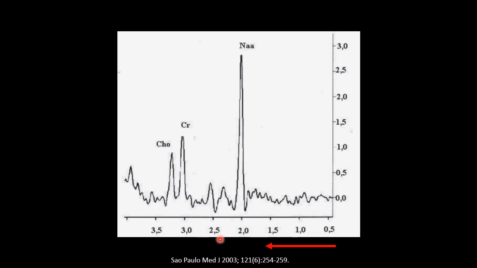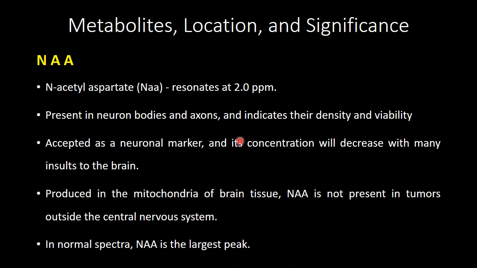The horizontal axis determines the frequency of the metabolite. The vertical axis determines the maximum height of the peak of metabolite, and this area under the curve determines the concentration of the metabolite. Let us see each metabolite in detail.